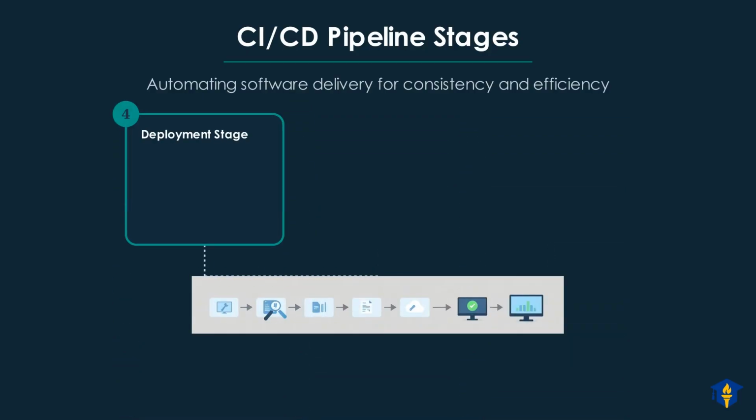After successful testing, the process moves to the deployment stage. This involves deploying the application to either a staging or a production environment. Tools such as rsync, SCP, or Ansible are commonly used for automated deployment.